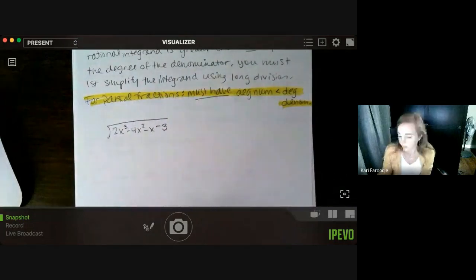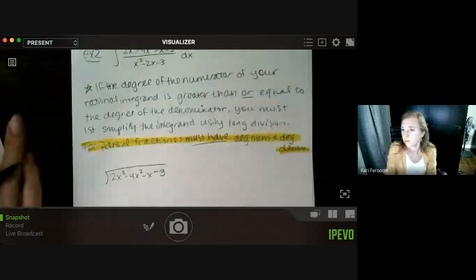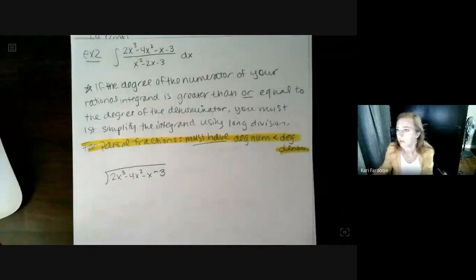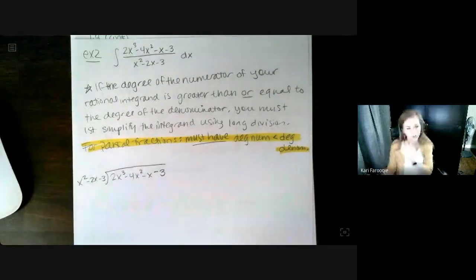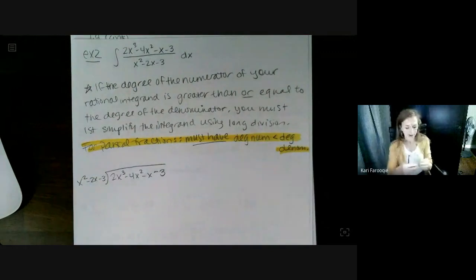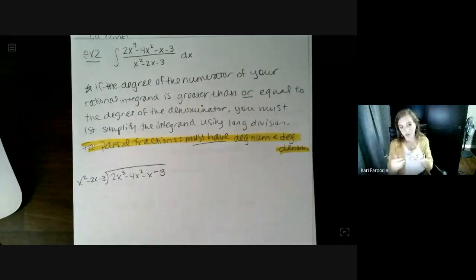All right, we're going to take 2x cubed minus 4x squared minus x minus 3, and we're going to divide it by x squared minus 2x minus 3. We did this in Calc 1 when we were looking for slant asymptotes. That might have been the last time you used long division. I'm sorry if your Calc 1 teacher didn't teach you slant asymptotes. Again, though, this is another algebra technique.